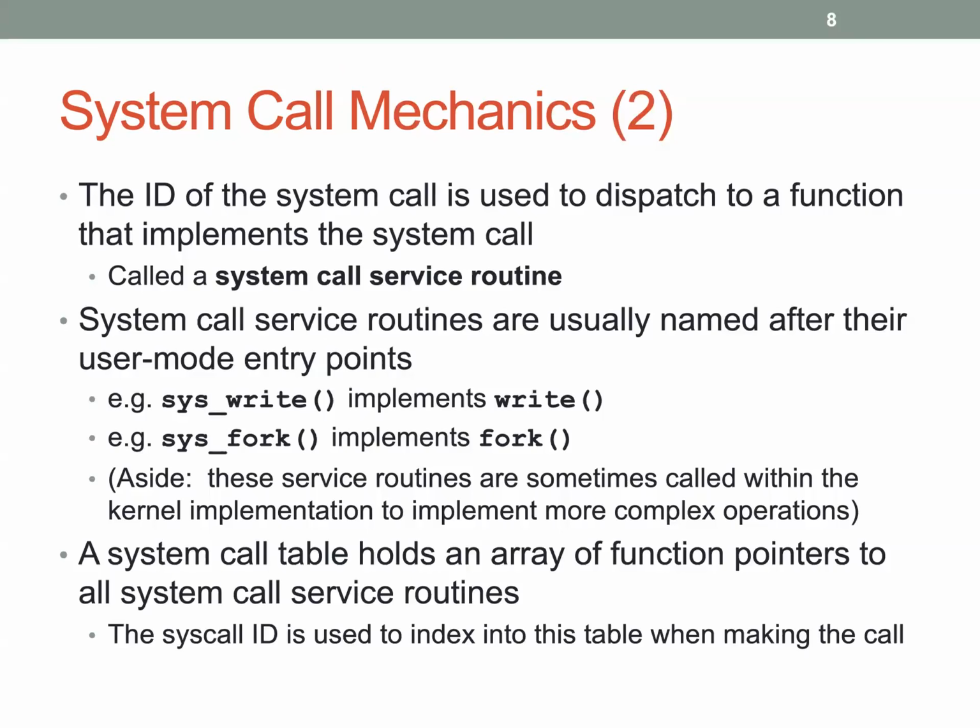Now, there's an easier way that may be more intuitive for you, which is just use a switch statement. Switch on the system call number, case this, invoke a function, break, case that, invoke a function, break, and so forth. And the compiler will turn that into, surprise, an array of function pointers, and it will use the system call number to dispatch through that array of function pointers. So you can do it either way.